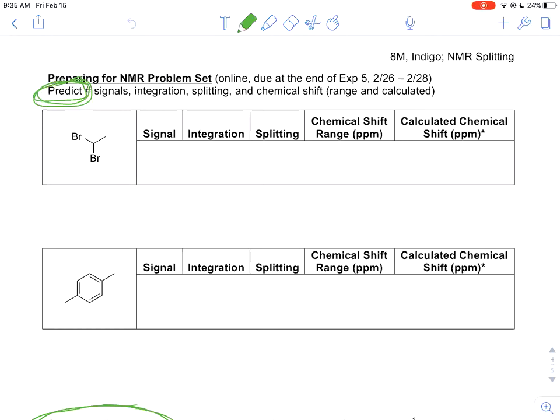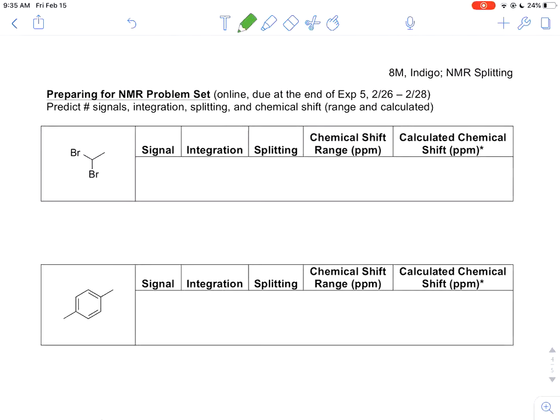Hi everyone, and welcome to the Preparing for the NMR Problem Set video. We are going to go over a couple of basic types of problems to show you how you're going to go about predicting the number of signals in each compound, the integration for those signals, the splitting for each signal, and the chemical shift, both the range and the calculated chemical shift.